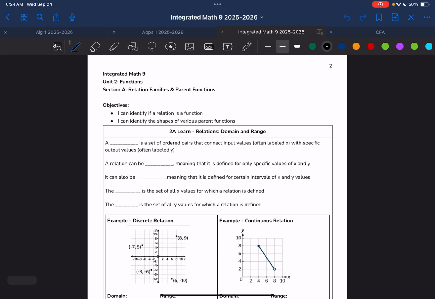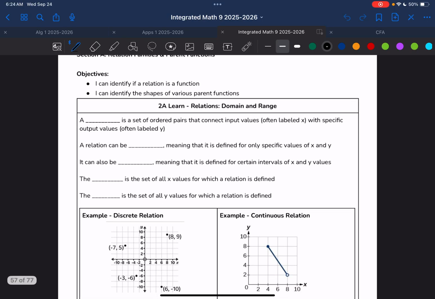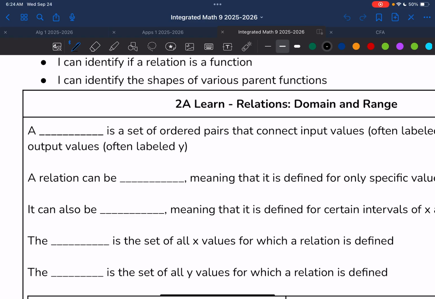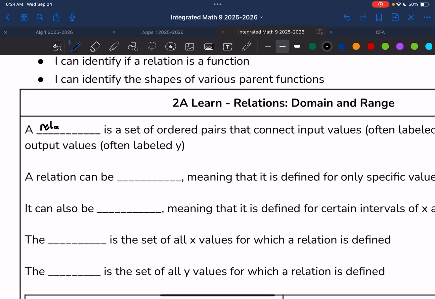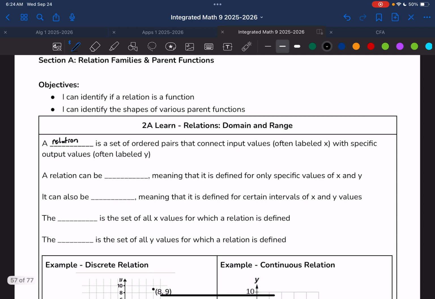So the first one, I'm going to talk about pages 2 and 3 in the new notes package. This is Unit 2. We're talking about functions, but before we can talk about functions, we have to talk about relations. And so the first blank here is, a relation is a set of ordered pairs that connect input values, often labeled x, with specific output values, often labeled y. So it's a pairing, right? Every x value has a corresponding y value.